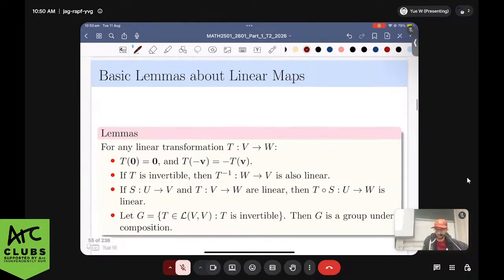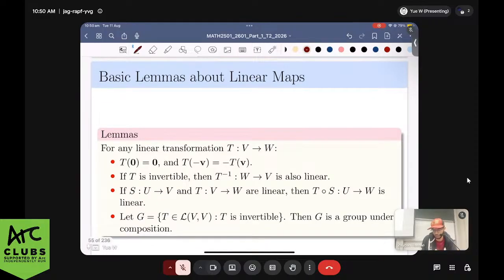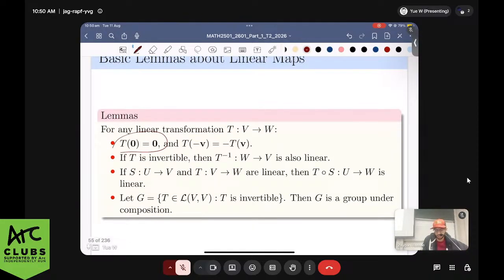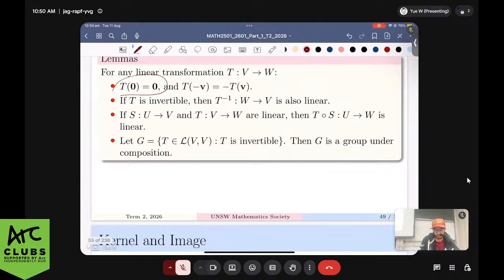Okay, so some useful properties. This one's really good: T of 0 equals 0. A linear map will always map 0 to 0. T of minus v equals minus T of v, etc. The inverse of a linear map is also linear, and the composition of linear maps is linear. And this last one is more useful when you talk about matrices, like GL_n of F, which is the set of all n by n matrices which are invertible. So I guess think of it more like that. That's usually what more commonly shows up.